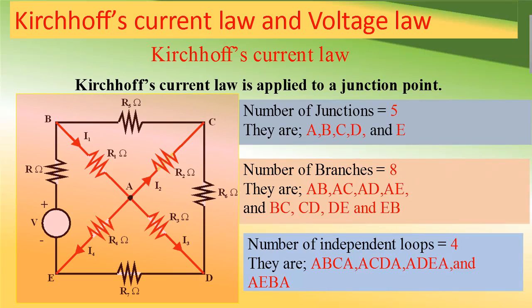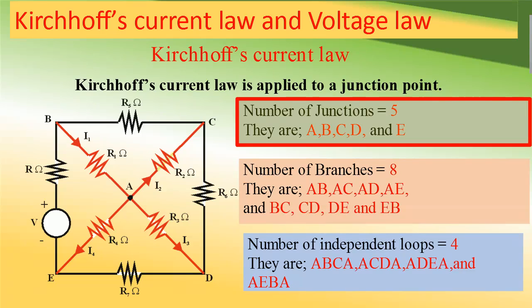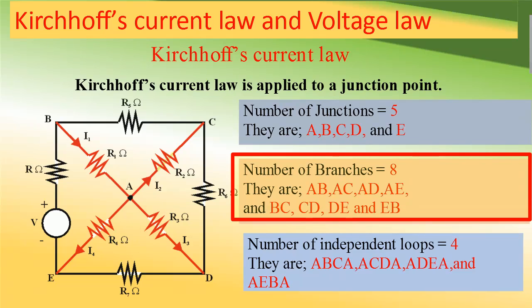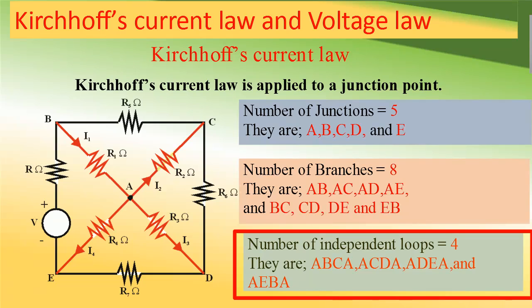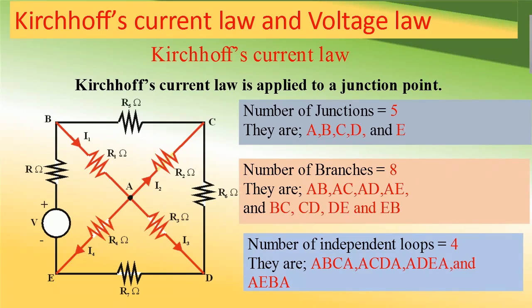For example, consider the network shown in the figure. If I ask you how many junctions are there in this network, your answer should be 5, and they are A, B, C, D, and E. If I ask you how many branches are there in the network, your answer should be 8, and they are AB, AC, AD, AE and BC, CD, DE and AB. Similarly, if I ask you how many independent loops are there in this network, your answer should be 4, and they are ABCA, ACBA, ADEA and AEBA. If you understand these aspects correctly, you will be in a position to understand Kirchhoff's laws clearly.